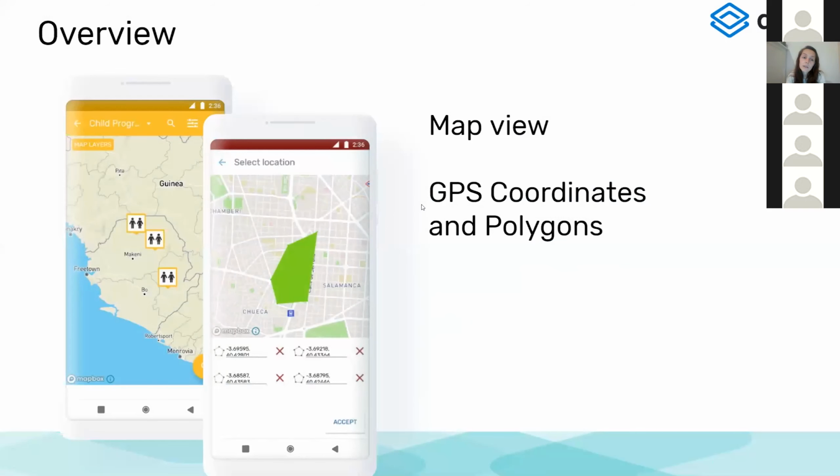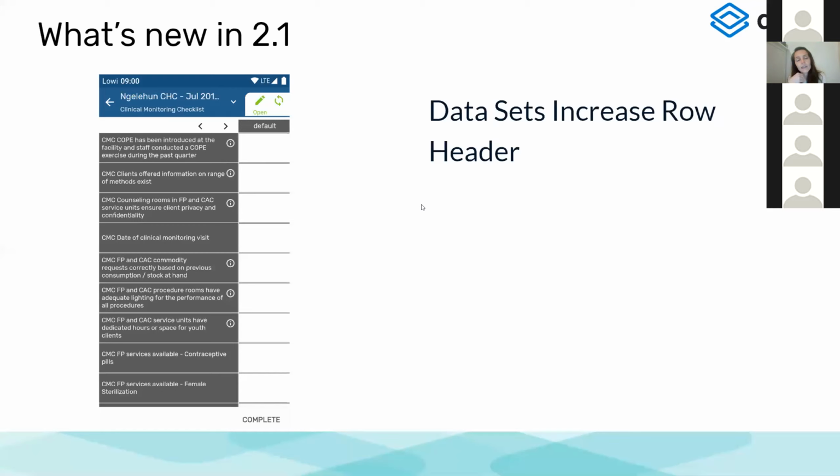The last highlight I want to make in this overview is the map view. It was added in the last version. You can view your data in a map either as GPS coordinates or polygons. You can also collect or render the polygon with your phone when you are entering the data.